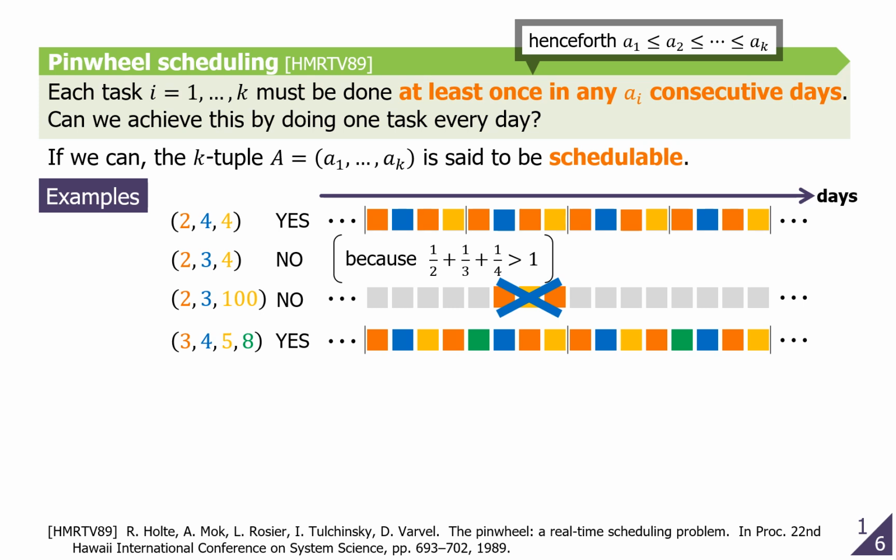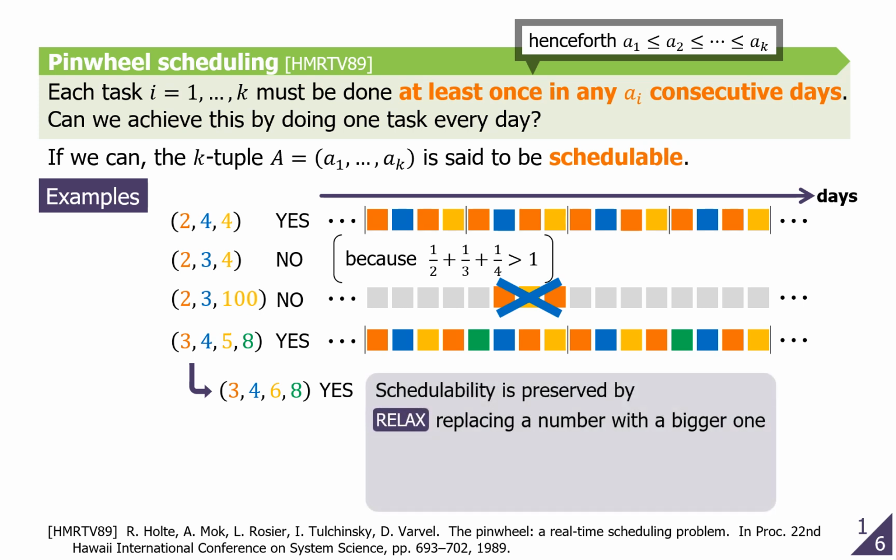As we have seen, finding a schedule can be tricky. The task with period 3 sometimes needs to be performed in 2 days, suggesting that the problem is not entirely trivial. Now, here's something that is fairly trivial. Once we know that this 3458 is schedulable, it follows immediately that 3468 is also schedulable. Because if we schedule something every 5 days, that's already a schedule that does it every 6 days. In other words, schedulability is preserved by the operation of relaxing an instance, which means increasing one of the periods.